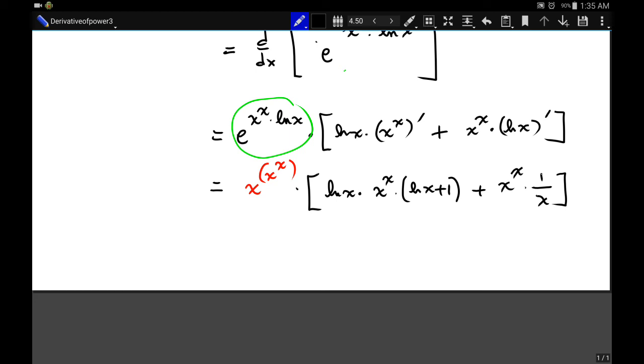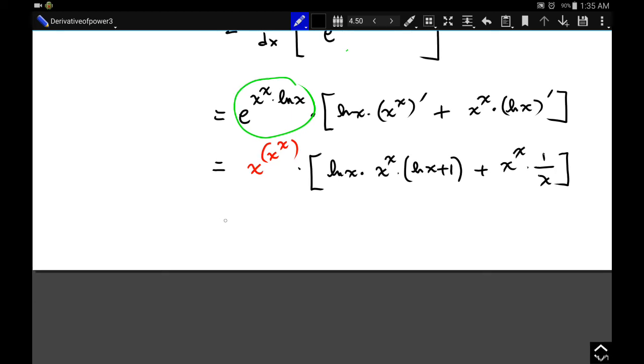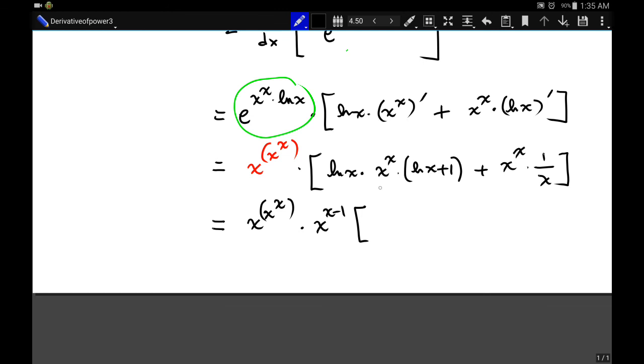All right, so we can pull x to the x minus 1 out. We have x to the x to the x times x to the x minus 1. So we have x left in here. And if you distribute the ln x, you get x times ln squared x plus x times ln x. And because we pulled x to the x minus 1 out, we are left with 1 in here.